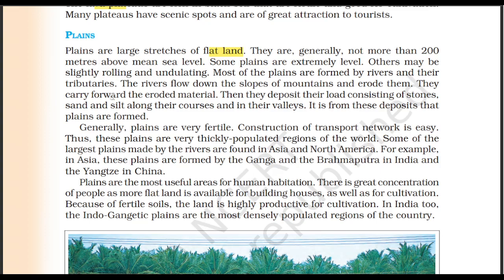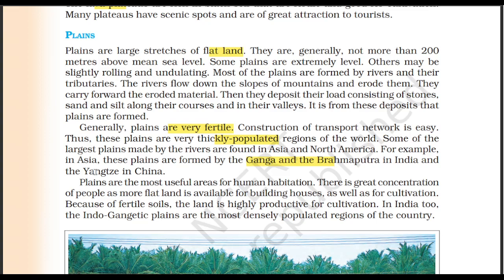Generally, plains are very fertile. Construction of transport network is easy. Thus, these plains are very thickly populated areas of the world. Some of the largest plains made by rivers are found in Asia and North America. For example, these plains are formed by the Ganga and Brahmaputra in India, and in China the Yangtze River. Plains are the most useful areas for human habitation.